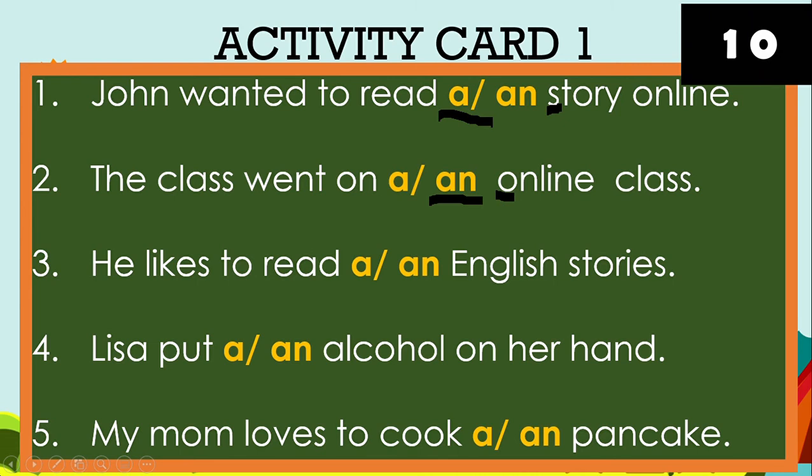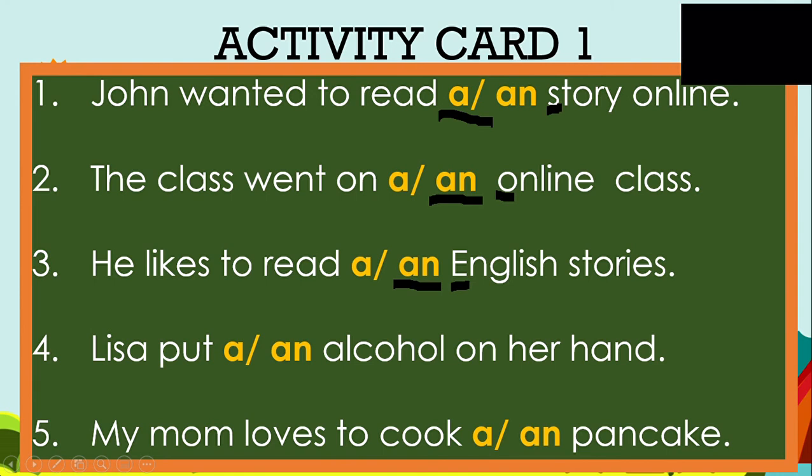Next, for number 3, he likes to read blank English stories. So what article are we going to use? Is it A or AN? Comment your answer. And the correct answer is an, because the next letter is E, which is a vowel.